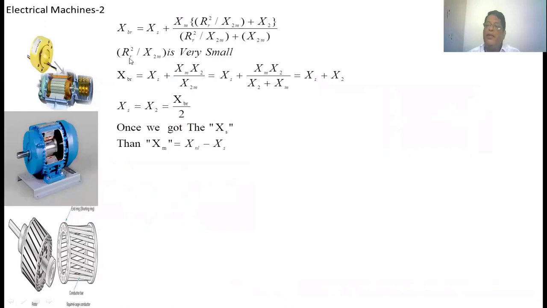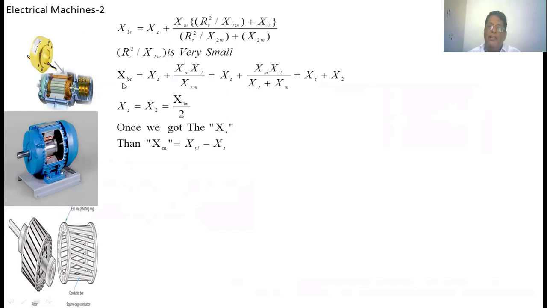RR is nothing but the per phase rotor resistance. X2M is nothing but the self reactance of the rotor, equal to X2 plus XM. In any induction motor, the XM value is very, very high and the RR value is very, very low. So the denominator becomes a very high value and the numerator becomes a very low value. Finally, this quantity becomes a very small value, so in the numerator and denominator we are neglecting these two terms.